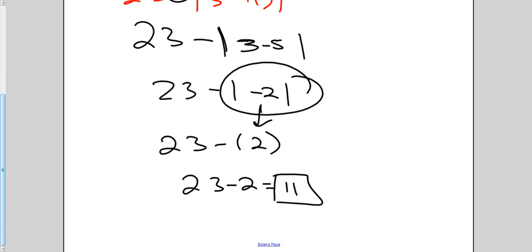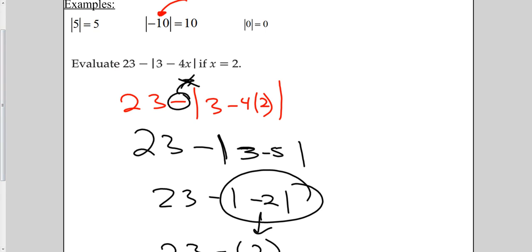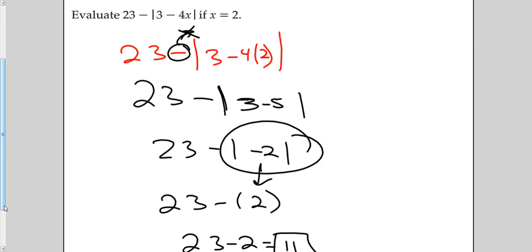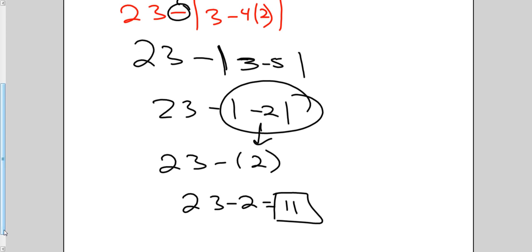So when we evaluate an absolute value expression, the first thing we do is plug in. We simplify everything inside the absolute value. We remove the absolute value symbol by making the simplified version of what's inside its non-negative version, or its positive version. And then we evaluate the rest of the expression.